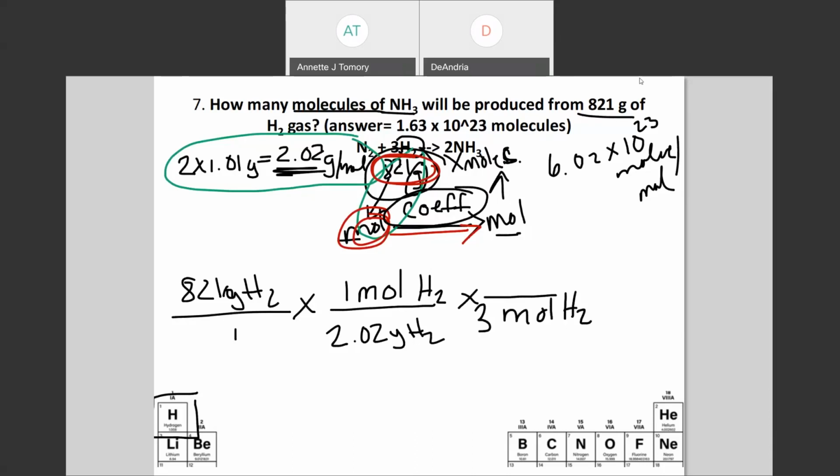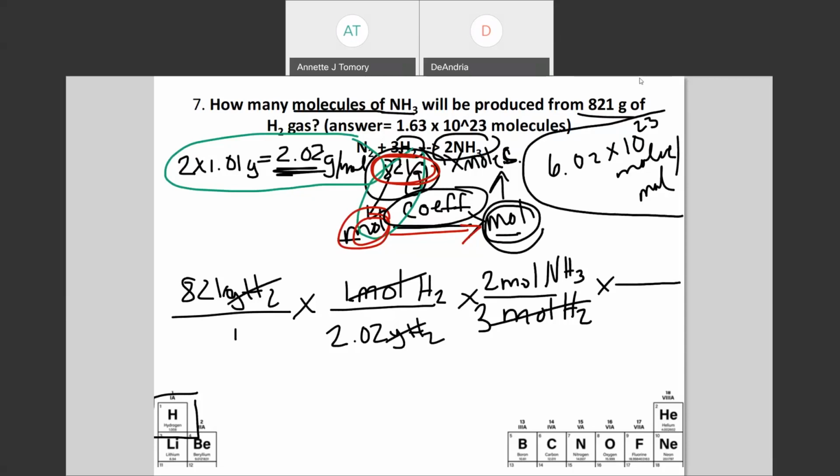They're asking us about NH3. What's the coefficient of NH3? 2. So 2 moles of NH3 is going to go on top. So we have now changed compounds. Now that we're in the NH3, which is what we were looking for, we need to get from moles to molecules using our last conversion factor.